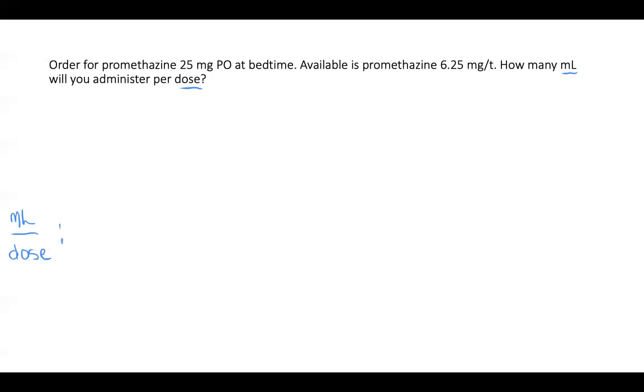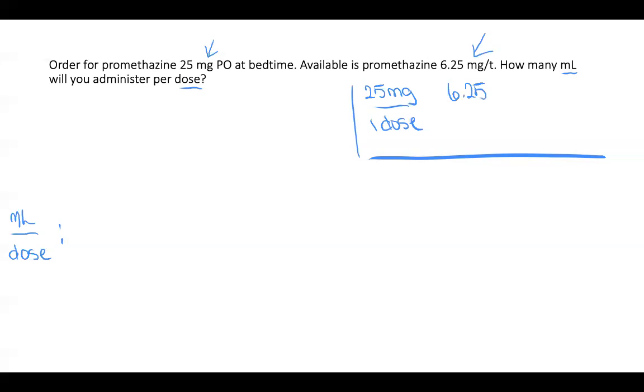Okay, step 2 is to build our box. And in our box, we're going to put our order, which is 25 milligrams PO at bedtime. So 1 dose. You're getting 1 dose at bedtime. So we're going to say 25 milligrams, 1 dose. Okay, we also need what we have available, and that's going to be right here for you, 6.25 milligrams per teaspoon. So 6.25 milligrams over 1 teaspoon.